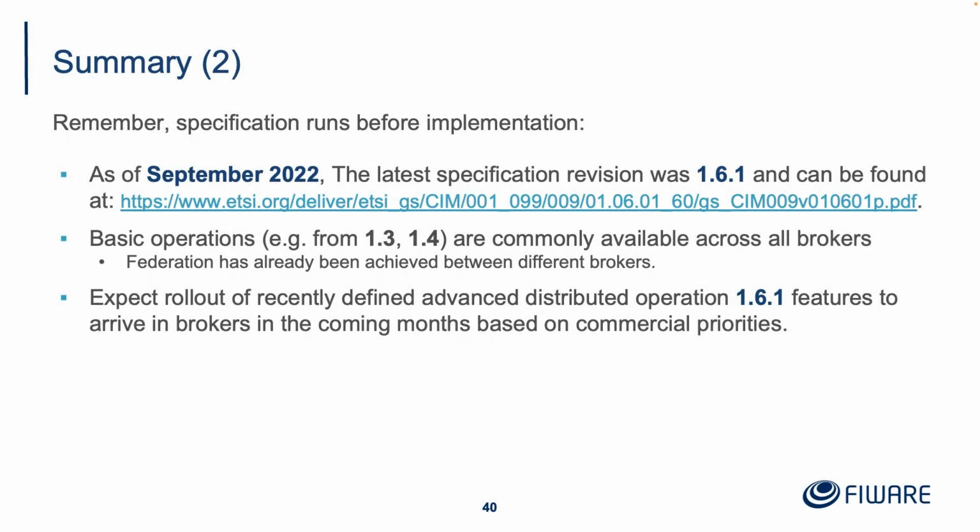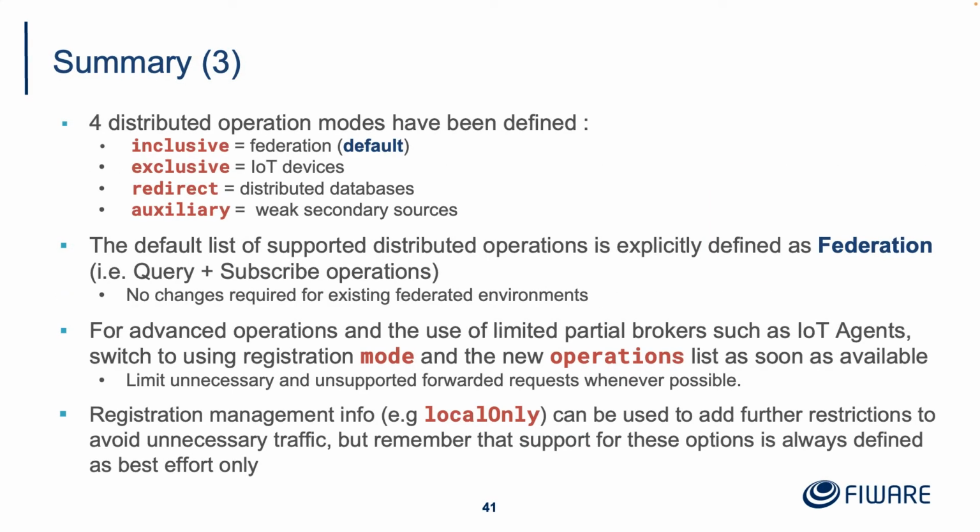But you must remember, specification runs before implementation. You won't find the 1.6.1 features are available today, and certainly not available across all brokers today. They will be rolled out based on operational and commercial priorities amongst the various context brokers. If you want to find out who's doing what and when, the best way to do it is to go over to GitHub and look at the roadmap for the relevant context broker.